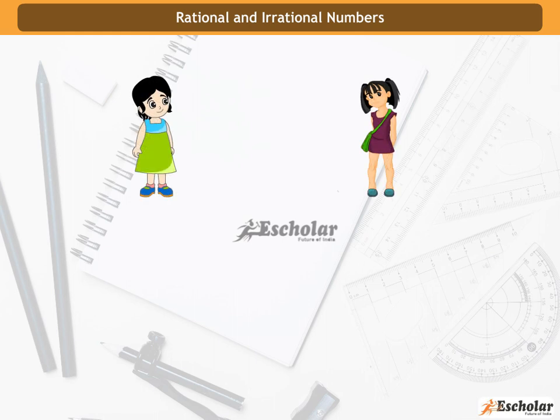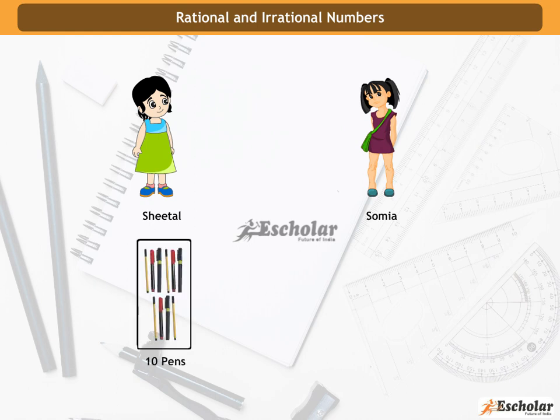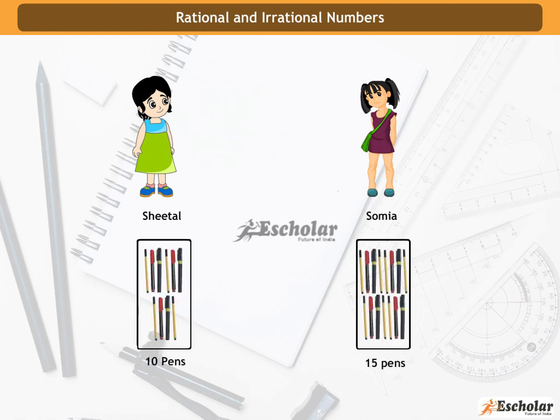Rational and irrational numbers. Look at these two girls, Sheetal and Soumya. Sheetal has 10 pens, while Soumya has 15 pens. Who has more pens? Soumya. But how can we get the answer? Simple. Compare the number of pens that they have.